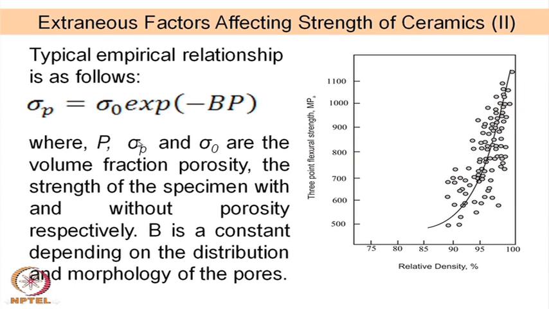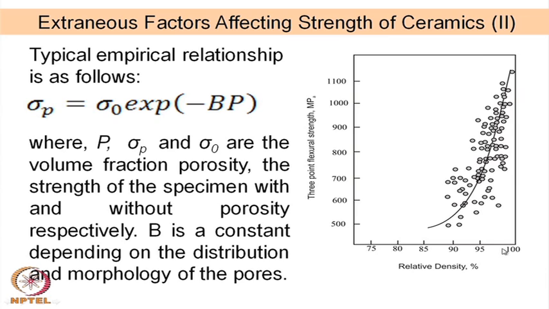So, this is with porosity, and if there is no porosity, that would have been the failure strength sigma 0. b is a constant depending on the distribution and the morphology of the pores. If you plot this as a function of relative density, the inverse of porosity, you get this kind of plot. Once again, there is a lot of scatter in the data, but one can get a more or less exponential rise as a function of density.